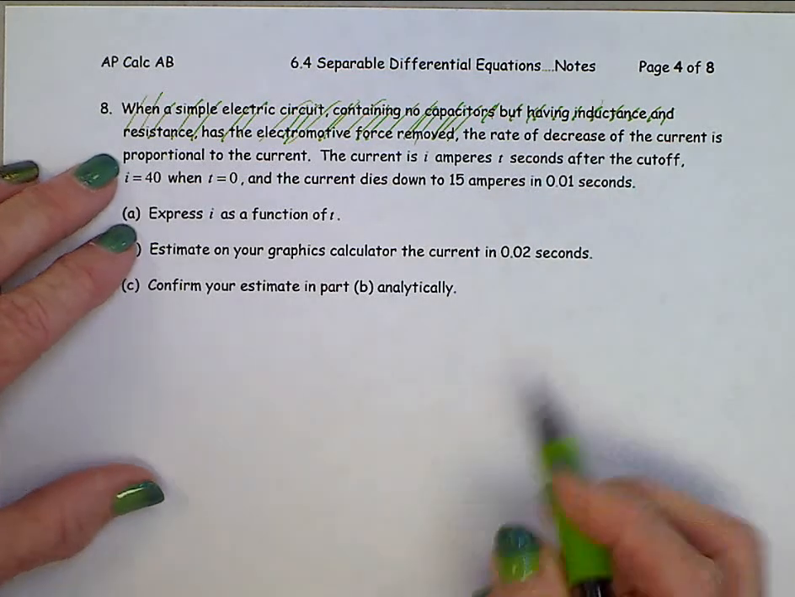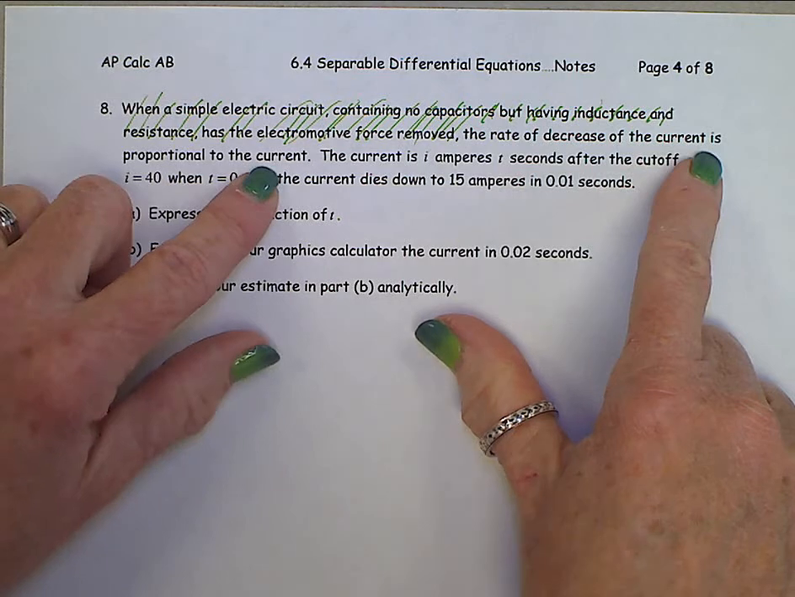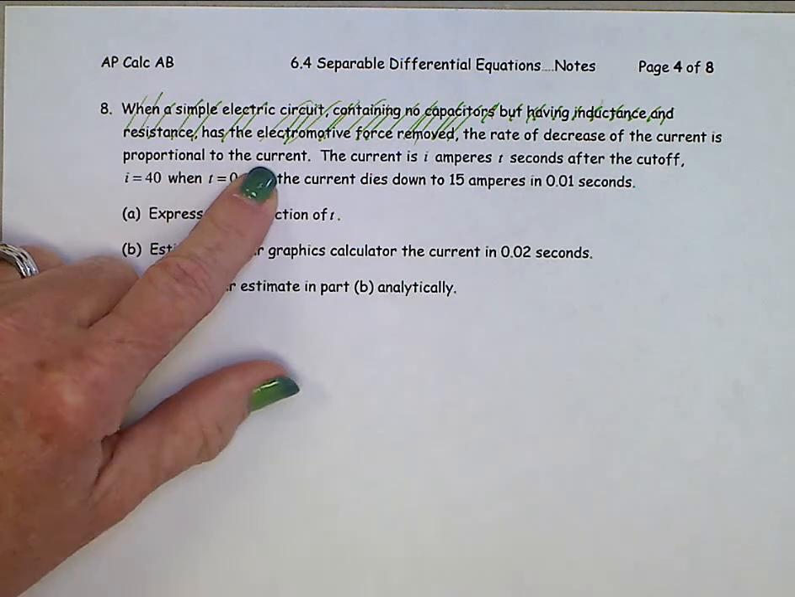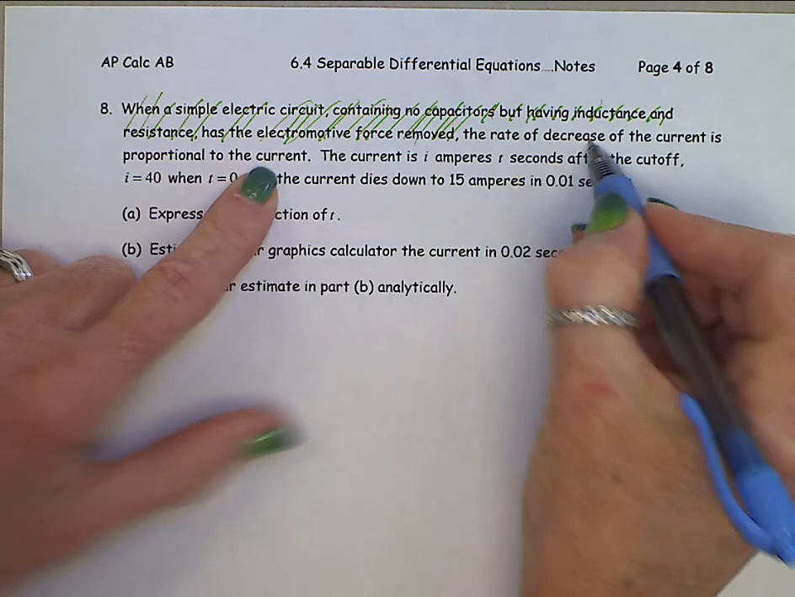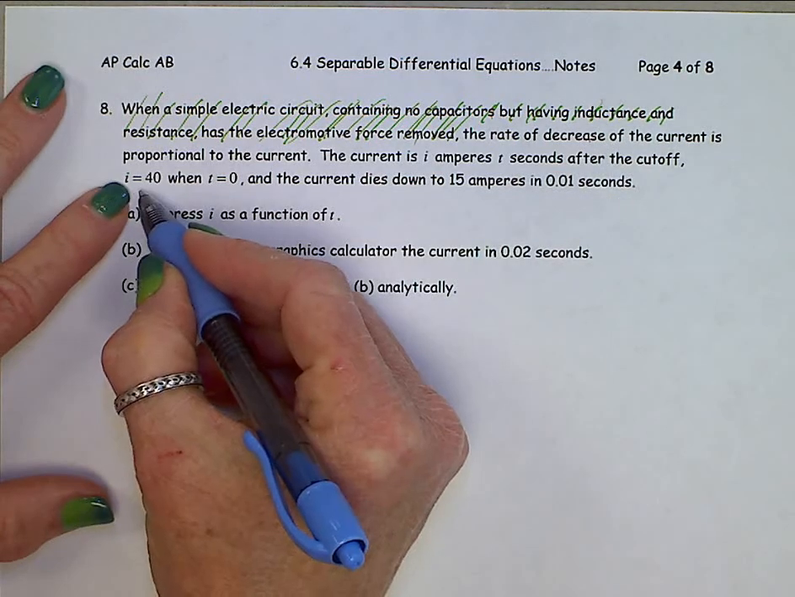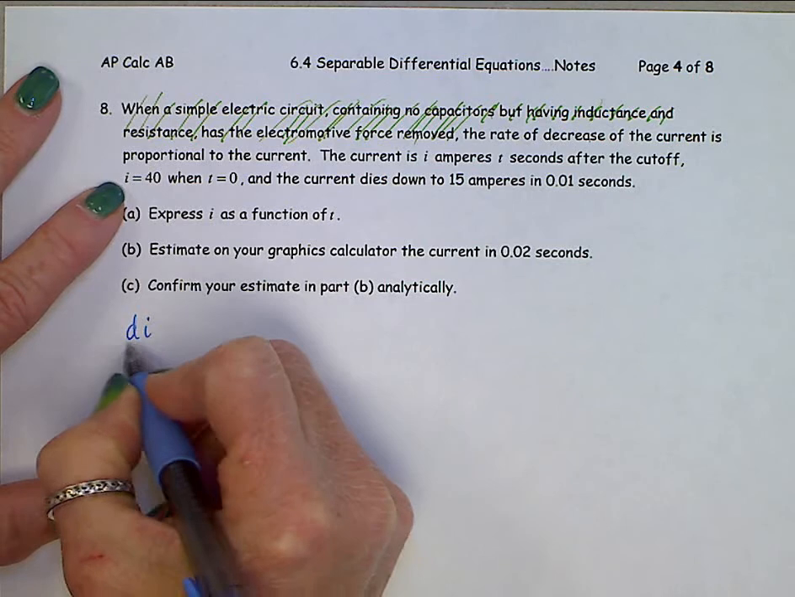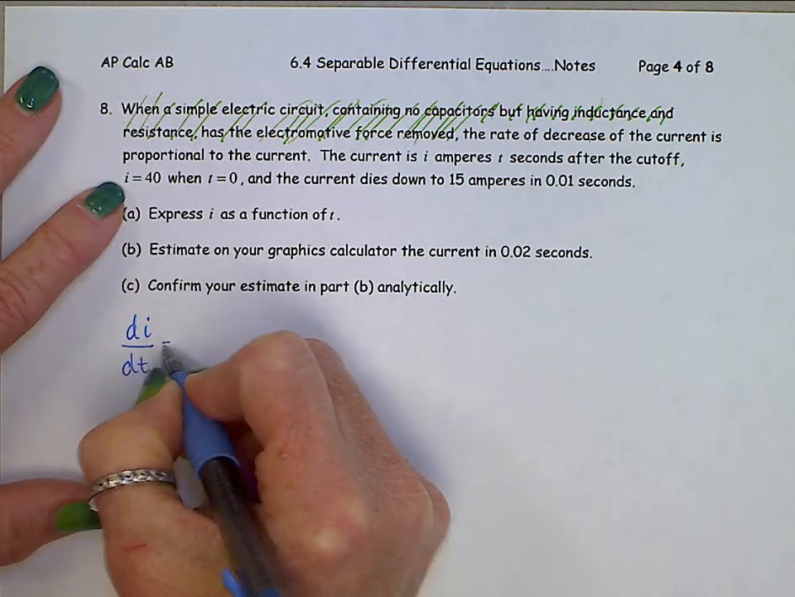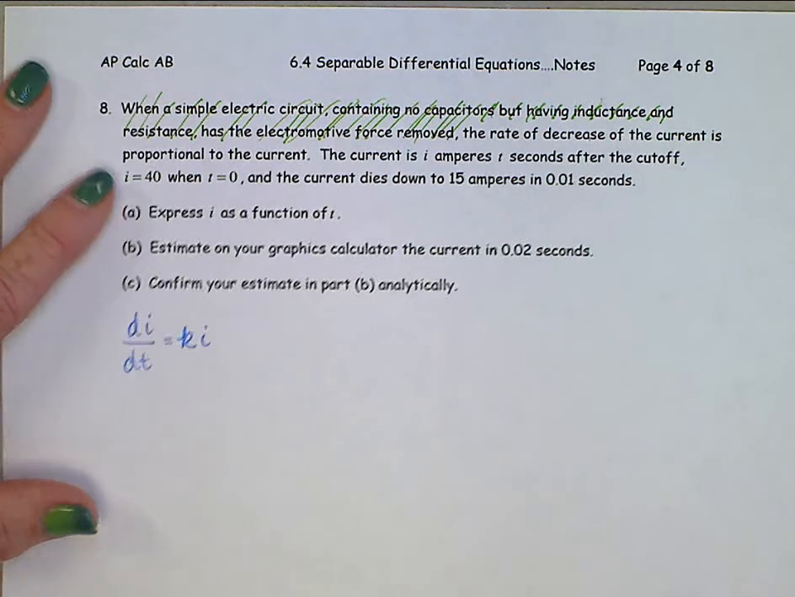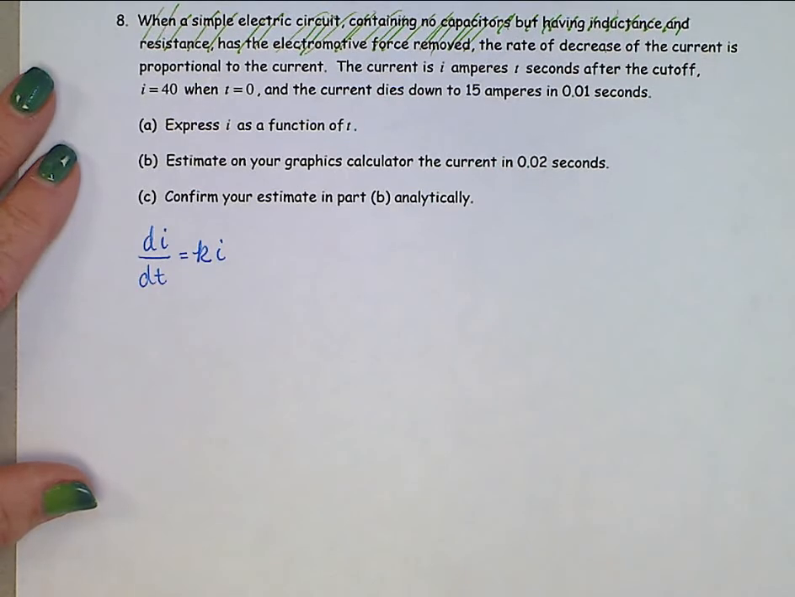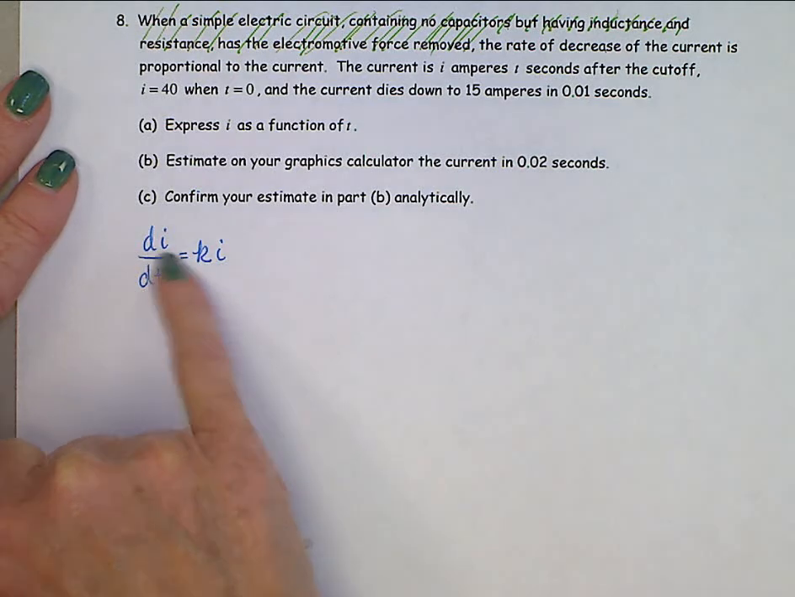What is important is right here: the rate of decrease of the current is proportional to the current. There's your rate of change. And we have I is the stuff we're measuring, so the rate of decrease of current, so dI/dt, is proportional to the amount of current, kI. Now it's just like y's here. Instead of y's, you got I's this time, and that's okay.